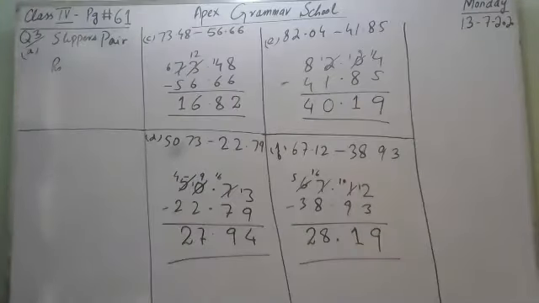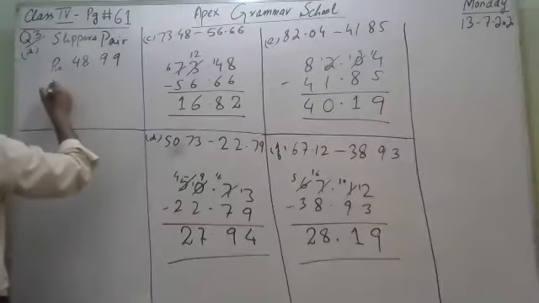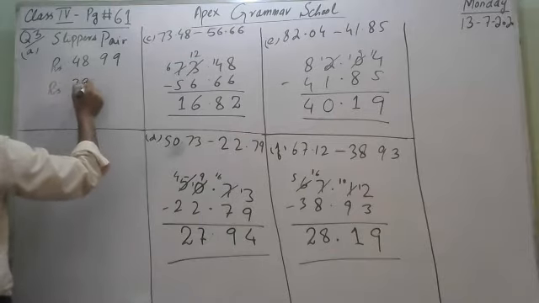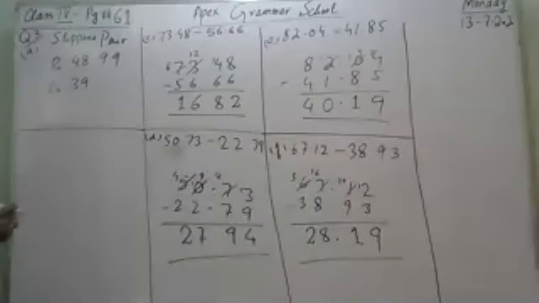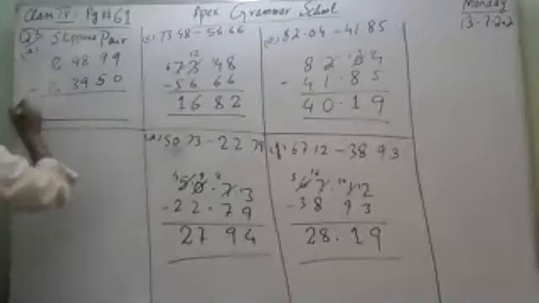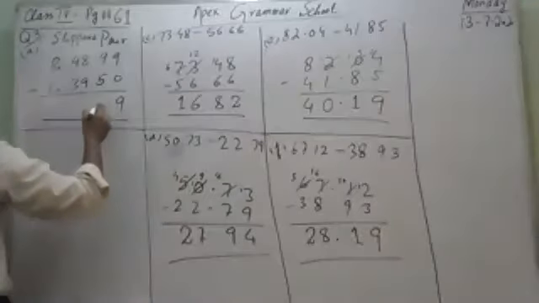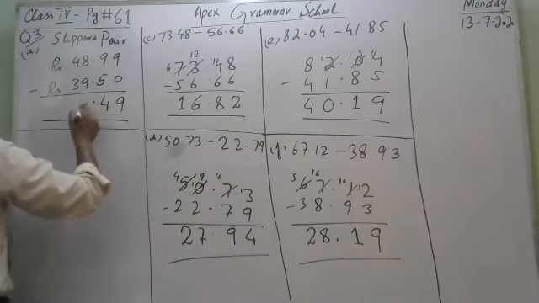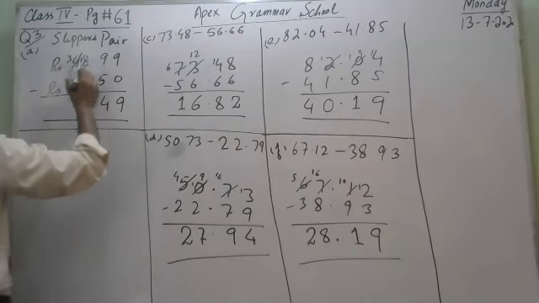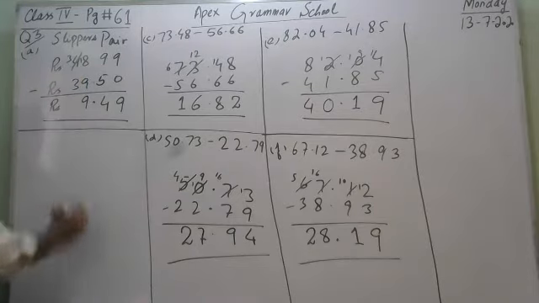A part is slipper pair. Rupees 48.99, then rupees 39.50. We have to subtract 9 minus 0, this is 9. 9 minus 5, this is 4, decimal as it is. 18 minus 9, this is 9. 3 minus 3 is 0. So the difference between two slipper pairs is rupees 9.49.